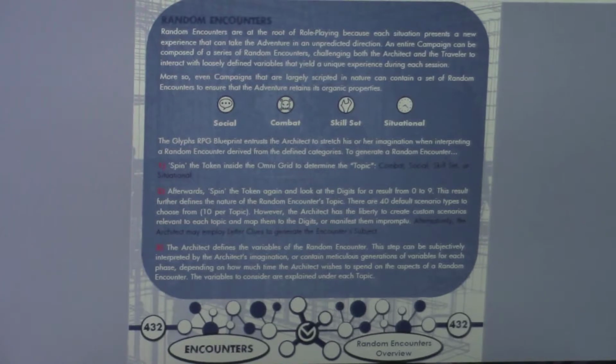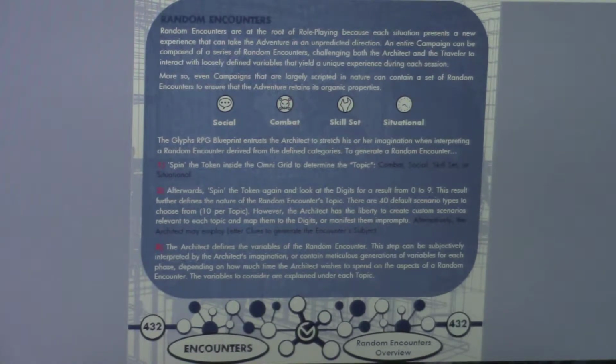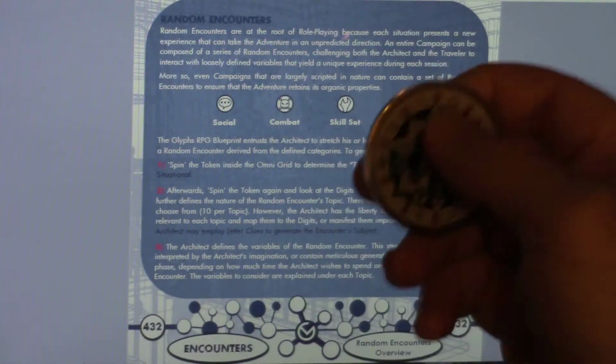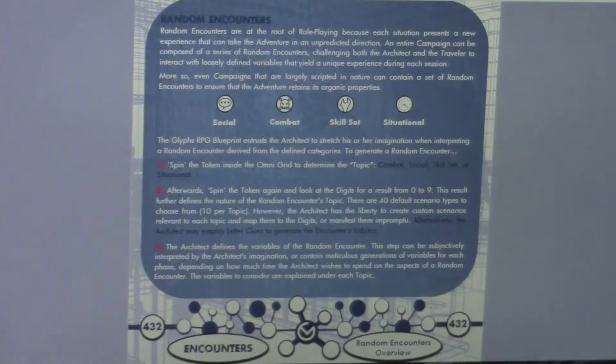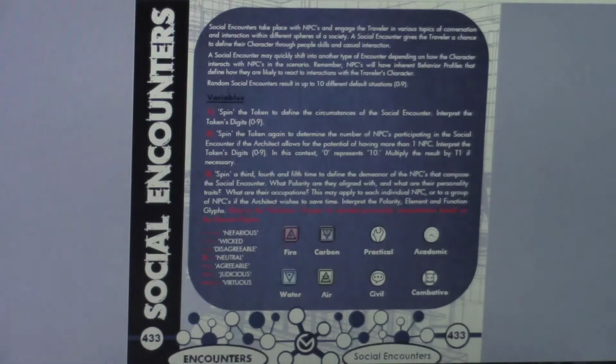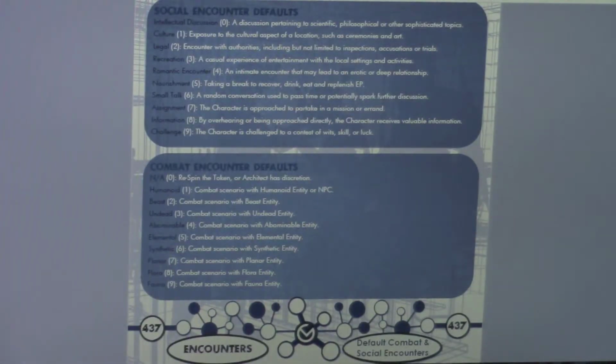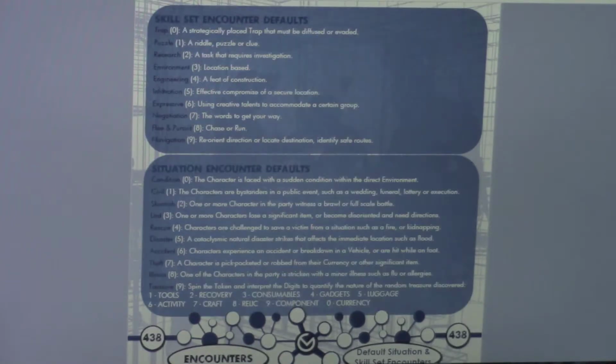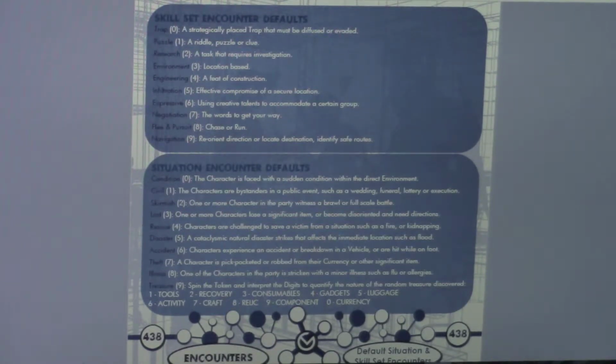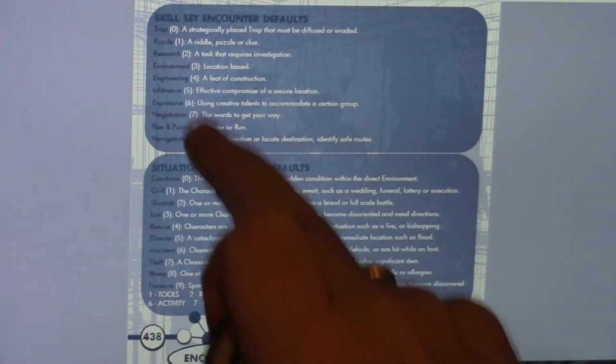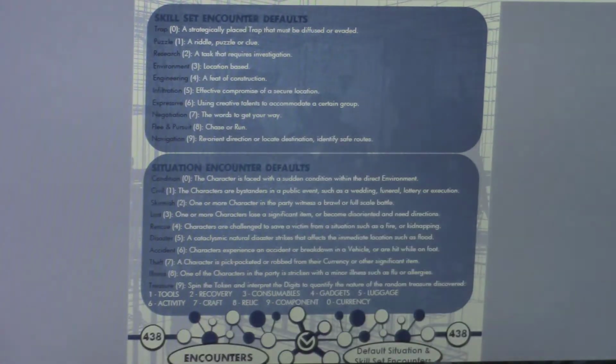Once you know what topic, spin again and interpret your digits from 0 to 9. So in this case, let's say I got 1. Let's say I spin it and my result is 1, right? Now I'm going to narrow down my topic. So let's go down here real quick to that list I showed you. So skill set and 1. That tells me on this chart here, see I just spun a 1 for skill set, right? So that's a riddle, puzzle, or clue.